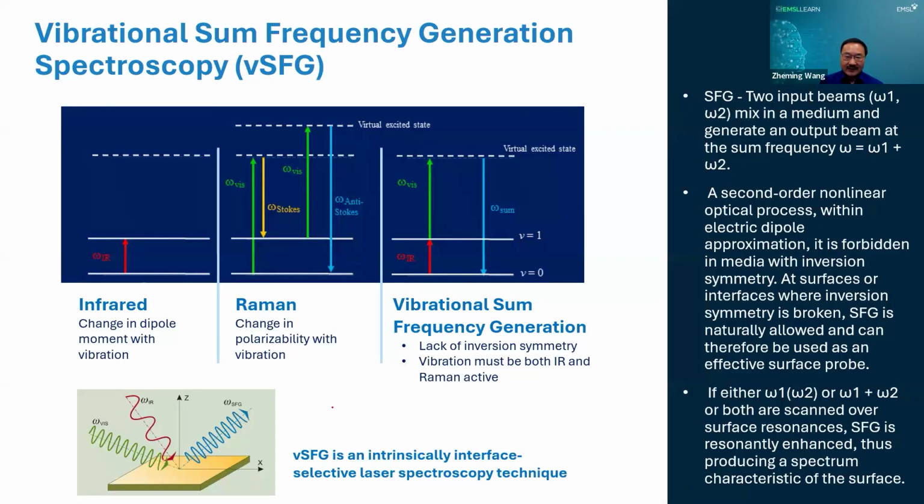Before I go too far, I should mention that this is a general principle. However, it was observed and also derived that if any of these frequencies happen to overlap with an absorption band of a molecule, whether an electronic transition or vibronic transition, the sum frequency signal can be greatly amplified. Because of that, we can probe the vibrational spectra of molecules, just like infrared and Raman.